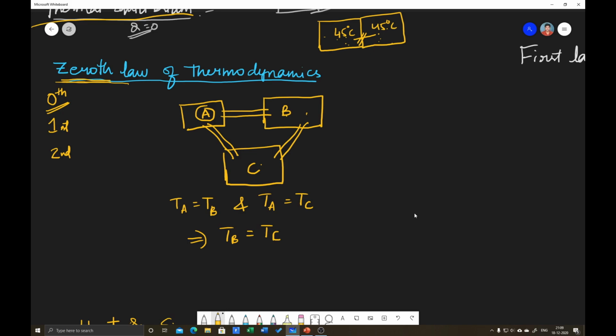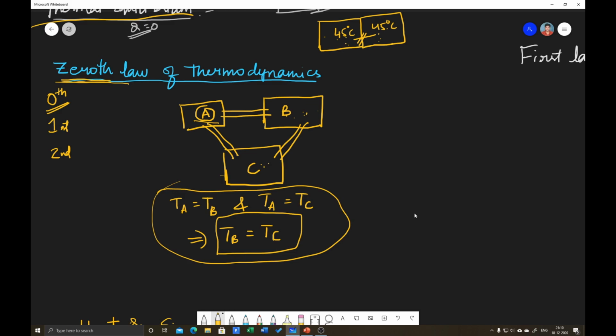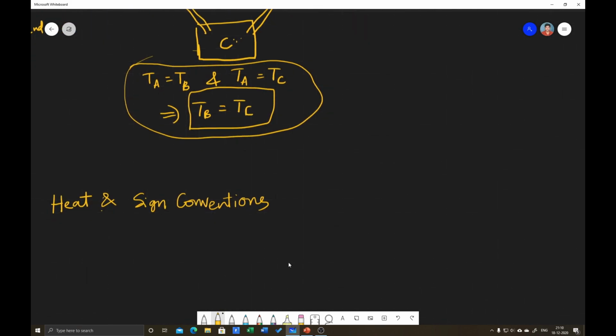If a body is in thermal equilibrium with two bodies separately, then those two bodies are also in thermal equilibrium. That is what the zeroth law of thermodynamics states. Okay, so this is basically what we are saying. That is why it is very basic and is named the zeroth law of thermodynamics.